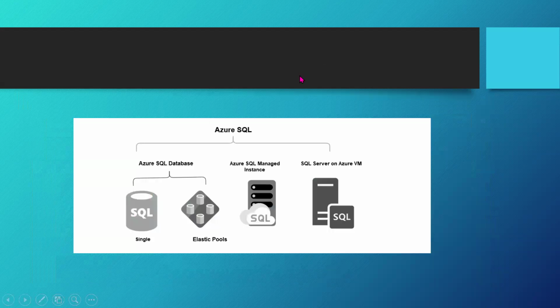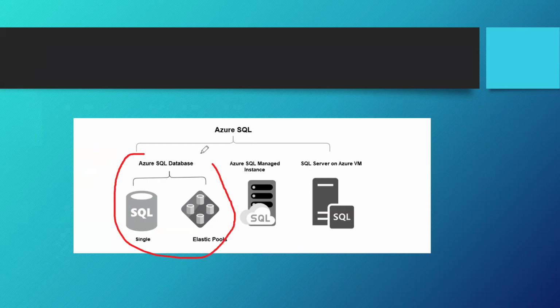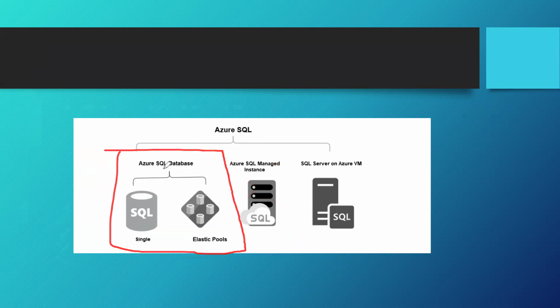In PaaS I explained there are two types of PaaS model. One is called Azure SQL DB, and the other one is Azure Managed Instance. We already discussed these in our last video session, and again I explain that we are not going to touch the Azure Managed Instance. We are going to discuss only Azure SQL Database. Here we learned there are two types: one is single and one is elastic pool.